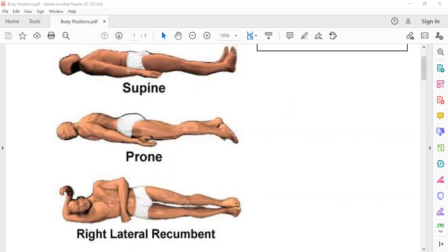Like the first picture here, this is called the supine position, right? The patient lies down on the bed on their back. The NCLEX board asks when a patient needs the supine position. If the patient has a neck injury, or if your patient needs log rolling for movement, that is when we need the supine position, right?